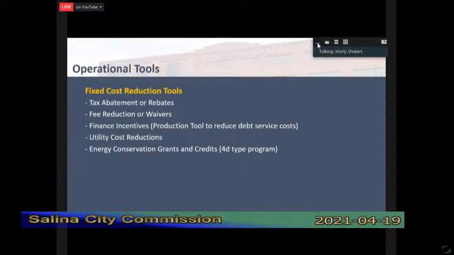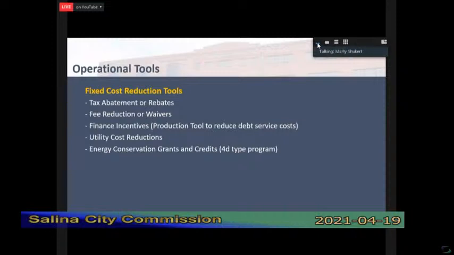Finance incentives. So this gets into the kind of cross-pollination of production and operational tools, by which a production tool, which reduces the amount of debt and adds to the amount of equity, reduces the cost of financing, which in turn reduces operating gaps. So those kinds of financing incentives can be helpful.